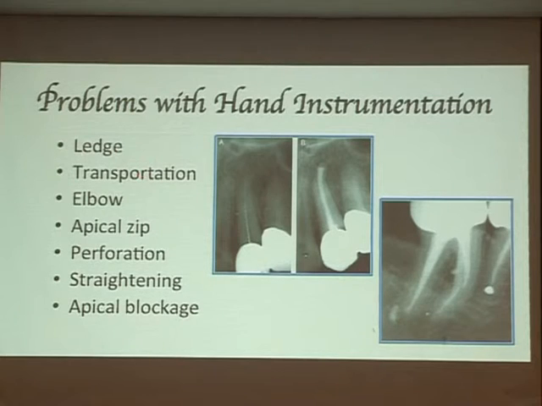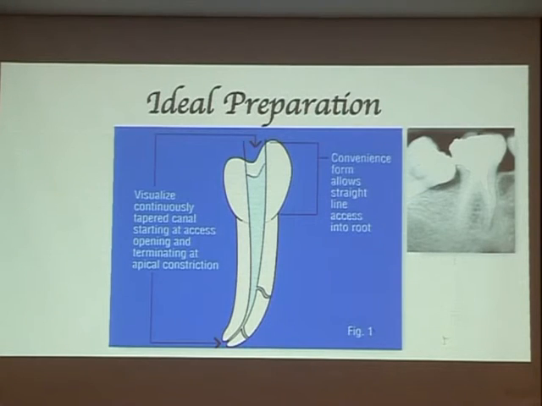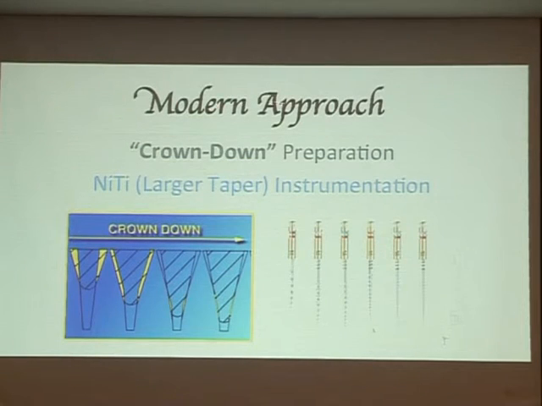Okay? Because of ledging, transportation, from time to time you lose your working length, right? Everyone agree? That's why some people recommend a crown-down approach with the liquid titanium. I would say this will be the state of the art in endo preparation because it makes your life faster, easier, and quicker.